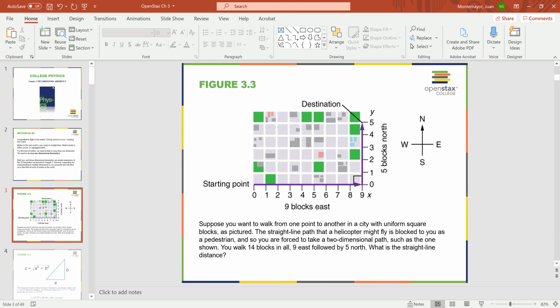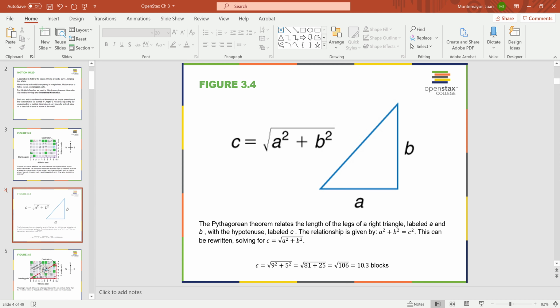That's basically what this diagram is explaining. And then the question at the bottom is, what is the straight line distance? So if you were to go from the starting point to your destination in one straight line, what would be the distance there? Because we know that if you walk 9 blocks east, then 5 blocks north, you walked 14 blocks. But there should be a difference between walking east and north, and going straight northeast. So to solve that, we need to use this equation here, which is the Pythagorean theorem.